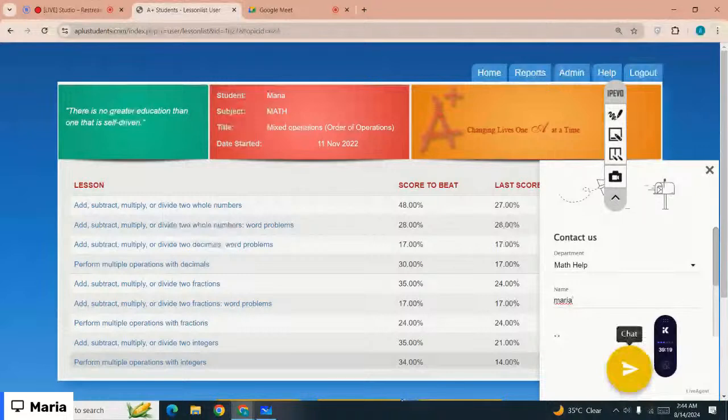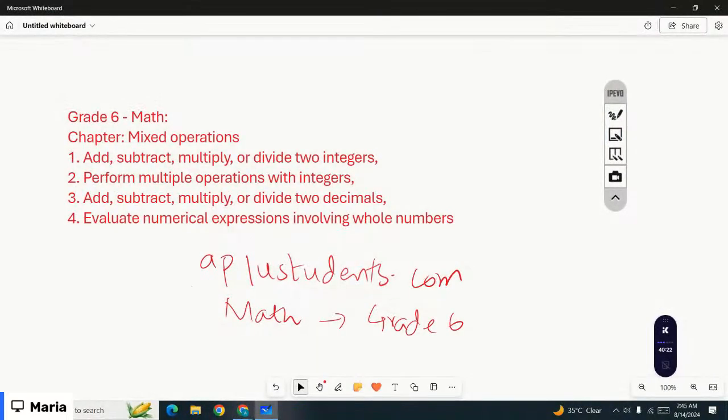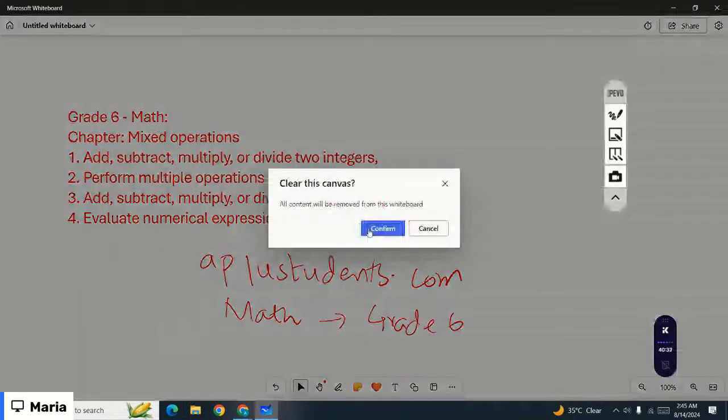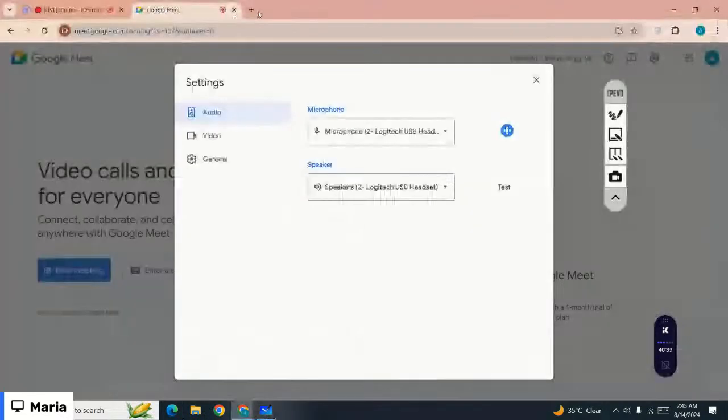So you can this way write two integers, perform multiple operations with integers, add, subtract, multiply, or divide two decimals, and evaluate numerical expressions involving whole numbers, right? So please make sure before the next session you complete all the practice questions. Either you can contact any tutor on the live chat.